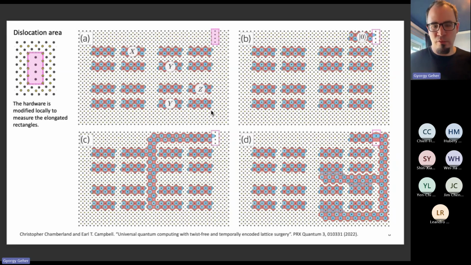So this is the first proposal called twist-free lattice surgery. This means that for every multi-qubit Pauli measurement, we need 2 lattice surgery operations. So that is a time overhead: you have to spend twice as much time doing these multi-qubit Pauli measurements.